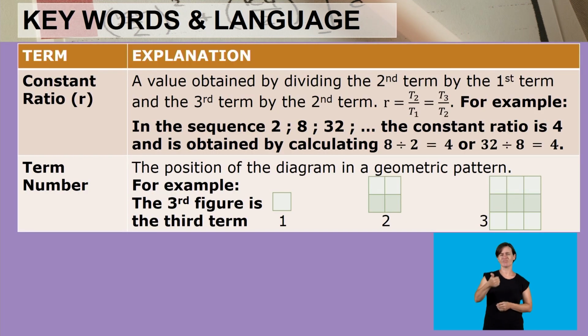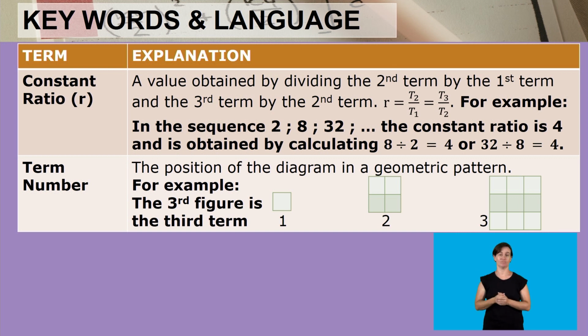Then we have a constant ratio, which is represented by an R, and that is a value obtained by dividing the second term by the first term and the third term by the second term. That is, R is equal to T2 divided by T1, which is equal to T3 divided by T2. So for example, in the sequence 2, 8, 32, the constant ratio is 4 and is obtained by calculating 8 divided by 2, which is equal to 4, or 32 divided by 8, which is equal to 4.